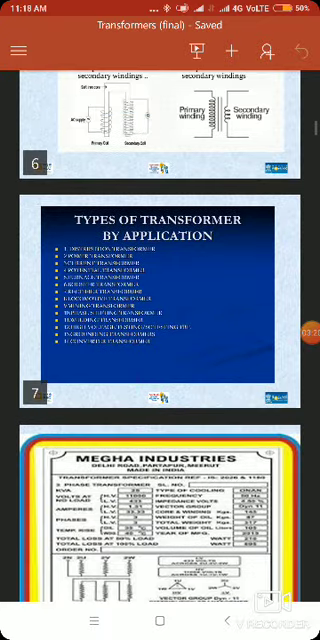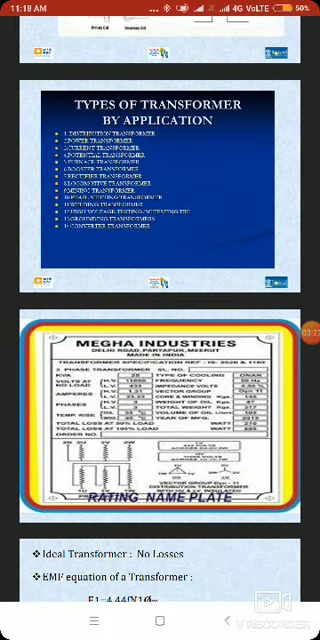Now, the second part is what should be there on the nameplate of a transformer. This is very important for those young engineers who are going to the site and seeing a transformer. The first assignment they should do is to note down the nameplate details of a transformer. So what does it contain?